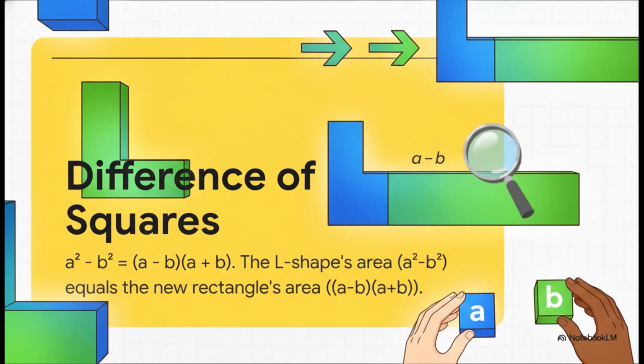And here's the punchline. Since the area never changed, the area of that L shape we started with, a squared minus b squared, has to be exactly the same as the area of our brand new rectangle. And the area of the rectangle is just its sides multiplied together, a minus b times a plus b. There it is, our second formula, proven with a picture.